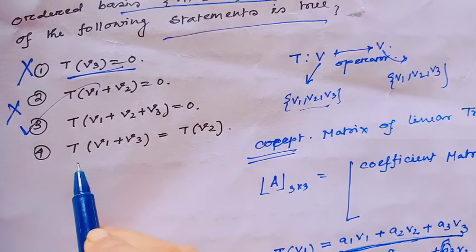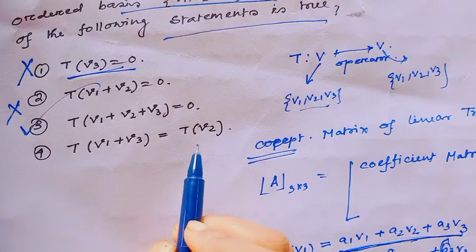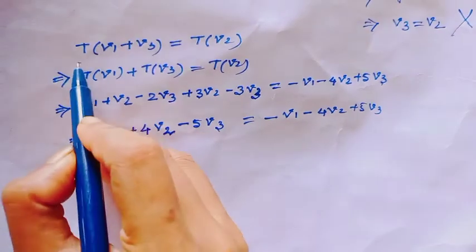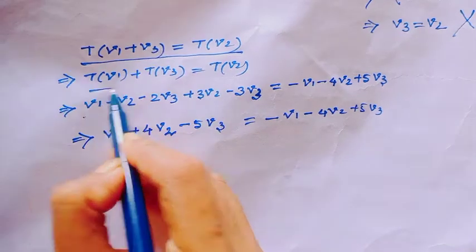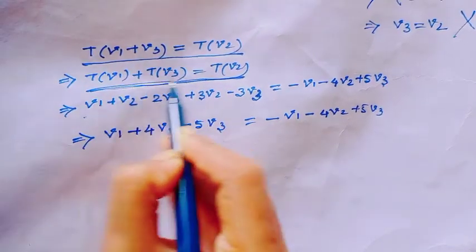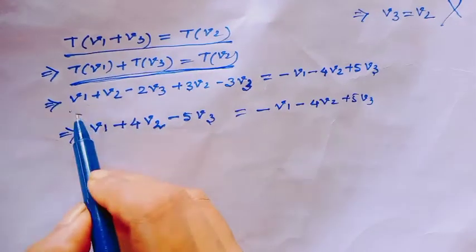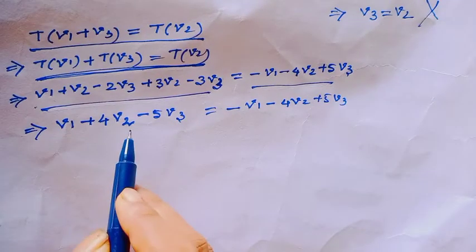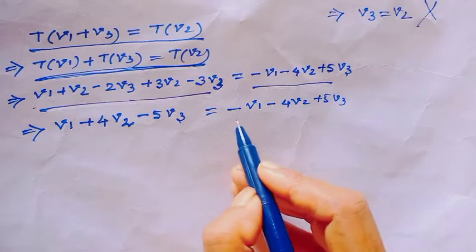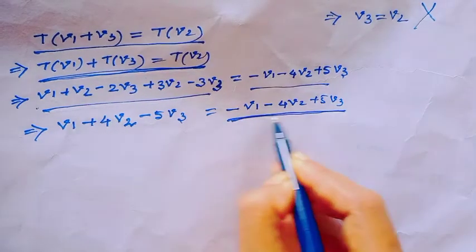And the fourth option indicates T of v1 plus v3 equal to T of v2. This is T of v1 plus v3 equal to T of v2. Then, by using linear transformation, now put the value. Then this would be v1 plus 4v2 minus 5v3, and this value is T of v2.